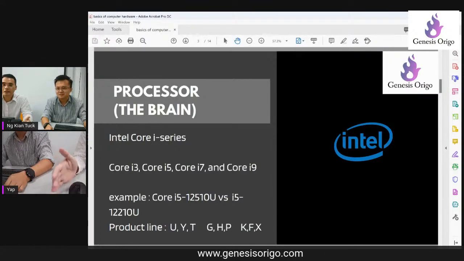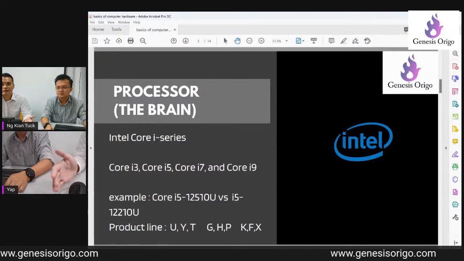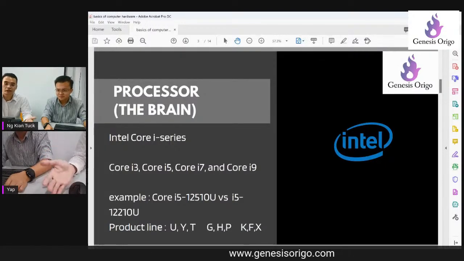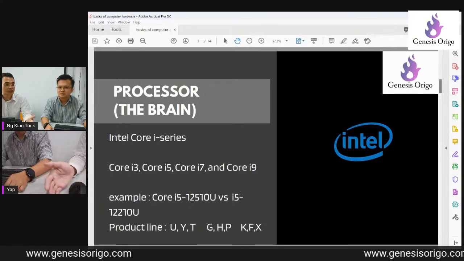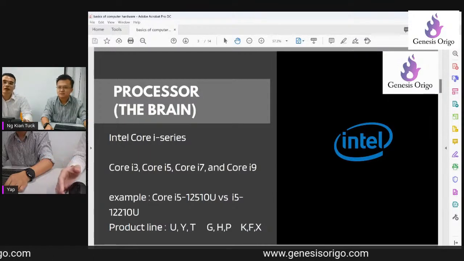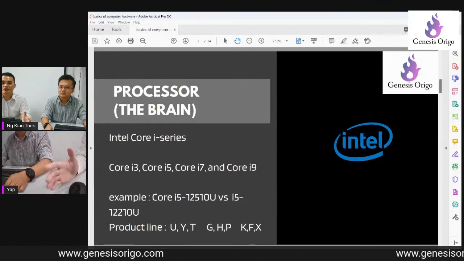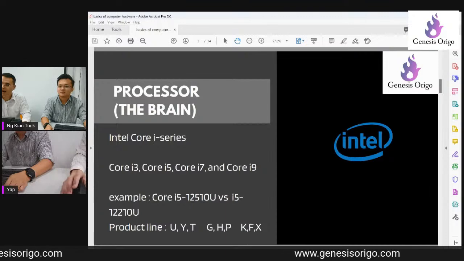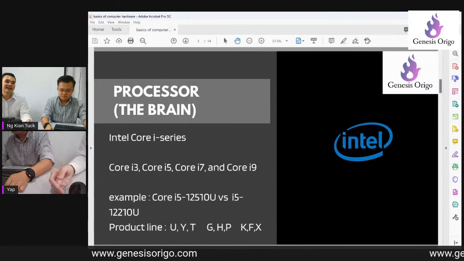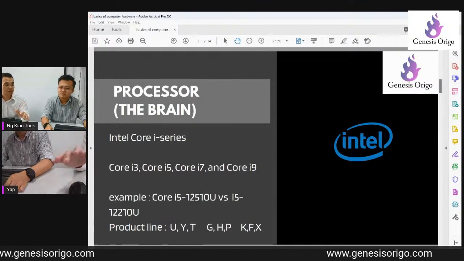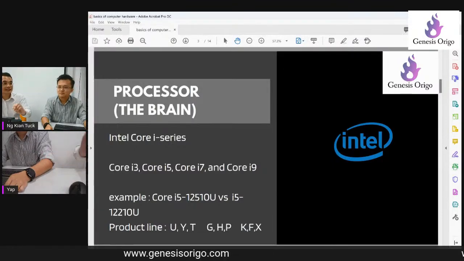I see. Okay, so when you are choosing your laptop specs, of course, you first set your budget. Maybe you have a budget of, let's say, 2,000 ringgit, 2,500 ringgit for a new laptop. So you might want to go for i3, i5, then generation 12, generation 11, generation 10. Next, the number is 510 or 210. And then next, like what Mr. said, is the U, or if you look at the bottom here, you've got the product line: U, Y, T, G, HP. I think if you're just an average user, not a high-end user, these alphabet letters you can basically ignore.